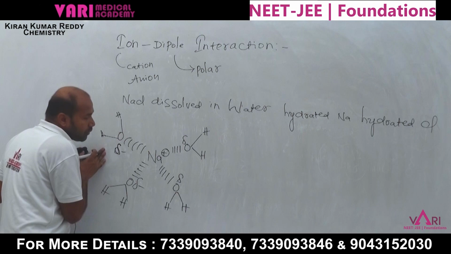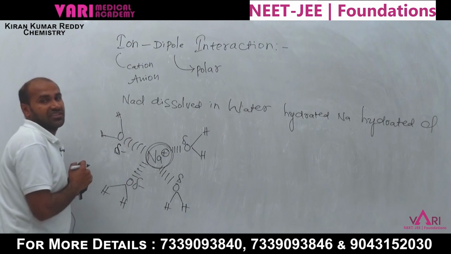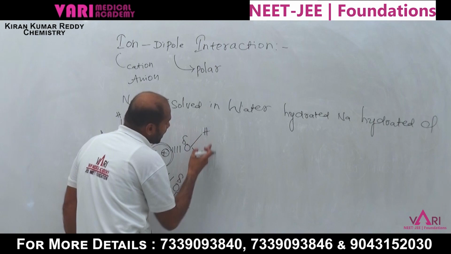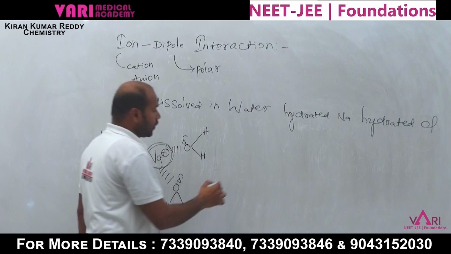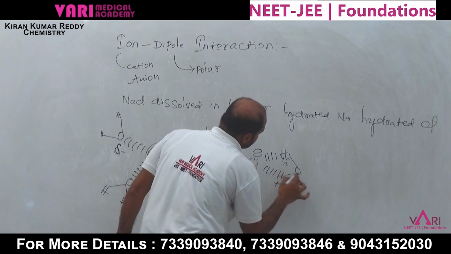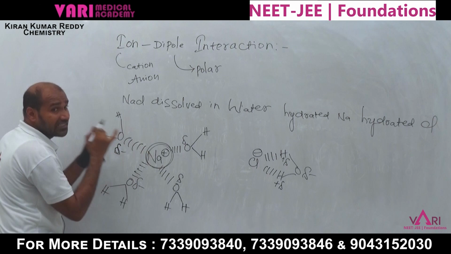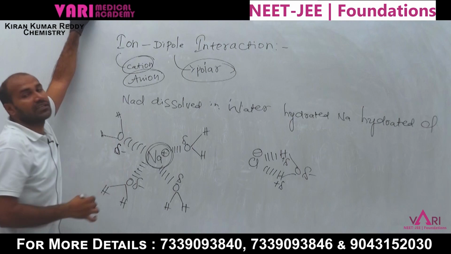This is a cation. Water is a polar molecule, dipoles are formed, giving ion dipole interaction. Now the chloride ion, Cl minus, an anion, is attracted towards the positive hydrogens. The hydrogens are positively charged and the oxygen is negatively charged. Chlorine is attracted towards the positively charged hydrogen atoms of water. This is ion dipole interaction: a cation or anion interacting with a polar molecule.